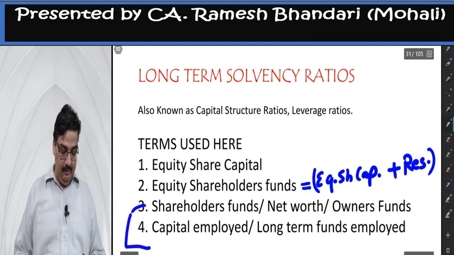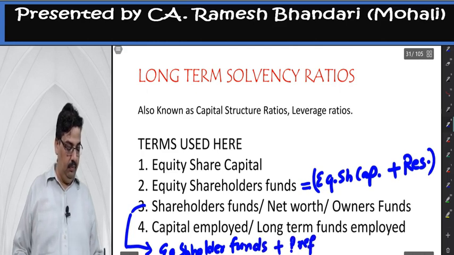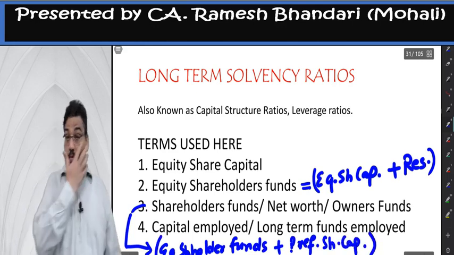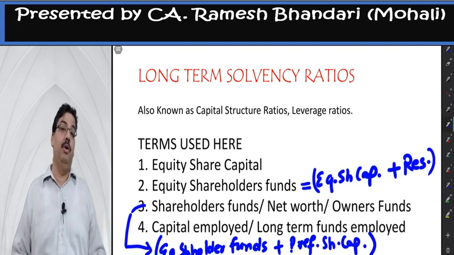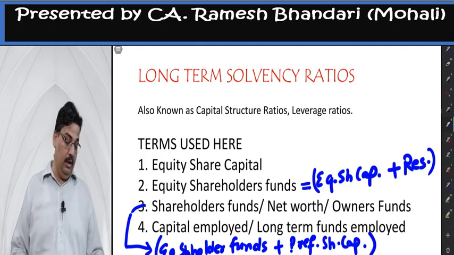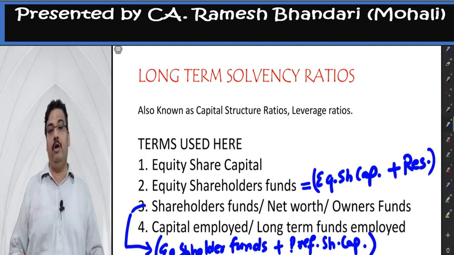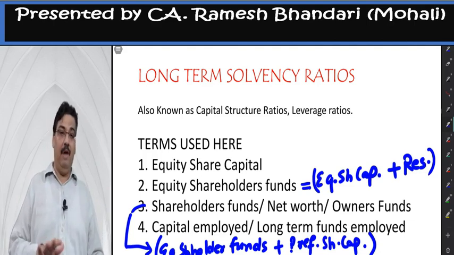Shareholder funds, net worth, owner funds, they are exactly one and the same. What are they exactly? Equity shareholder funds plus preference share capital. In some Ind AS, preference share capital has been talked about like a debt. But from the analyst's point of view in ratio analysis, they are considered as owners. So all the owners are included there. Net worth, owner funds, shareholder funds, or even the word equity includes reserves and preference capital.